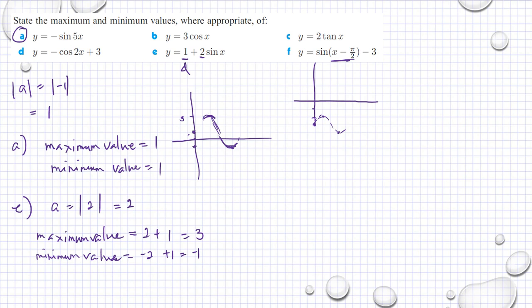So our maximum value here is equal to -3 plus 1, that is -2. The starting point plus the amplitude, our amplitude is still 1. And the minimum value is equal to -3 minus 1. We have -4, as you can see here in the sketch.